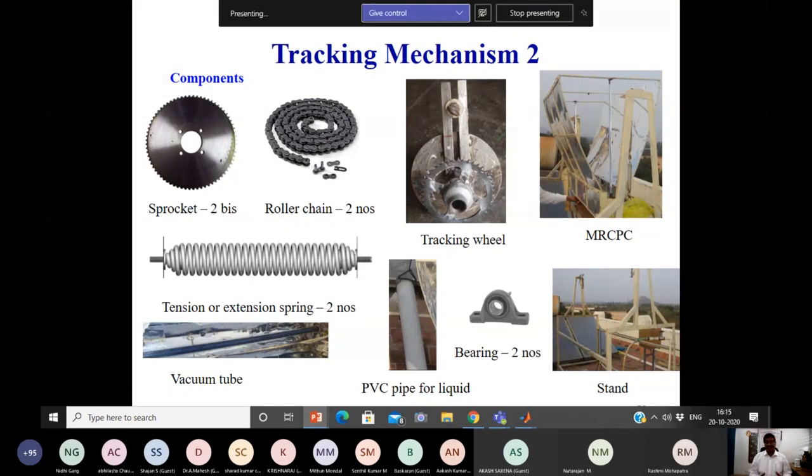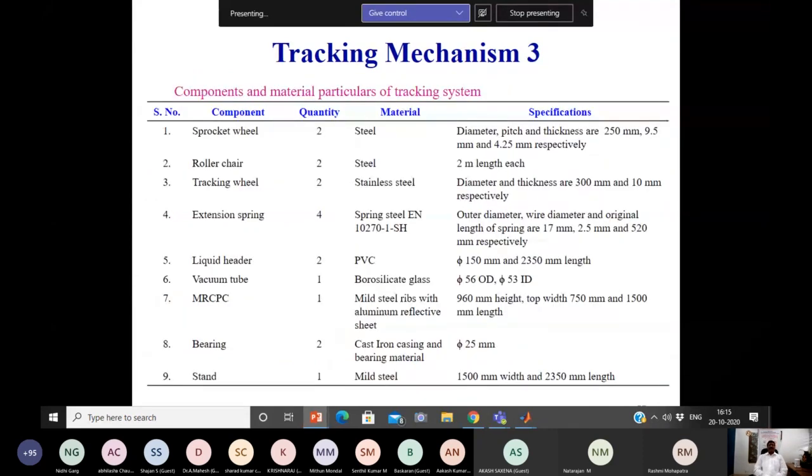We can market this product at any place at any time. 365 days we can operate without any difficulty. That sort of flexibility has been designed in this mechanism.